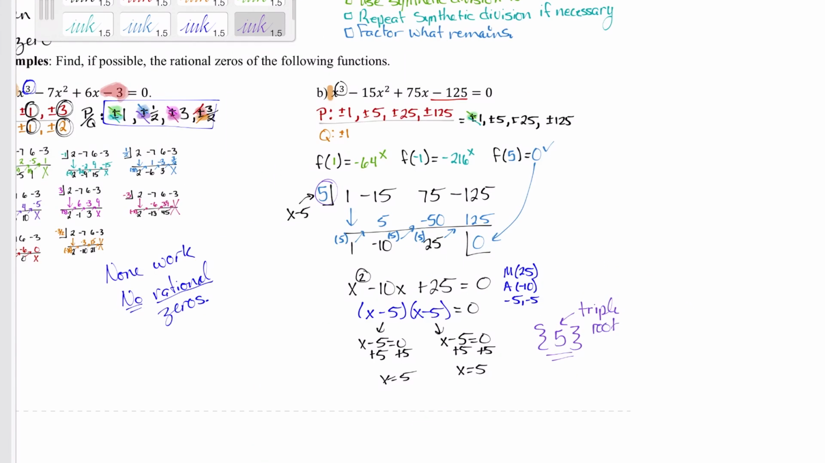And all those 5s are rational. So I found all my possible rational zeros. I had a highest exponent of 3. I technically had 3 solutions, and we're on to the next.